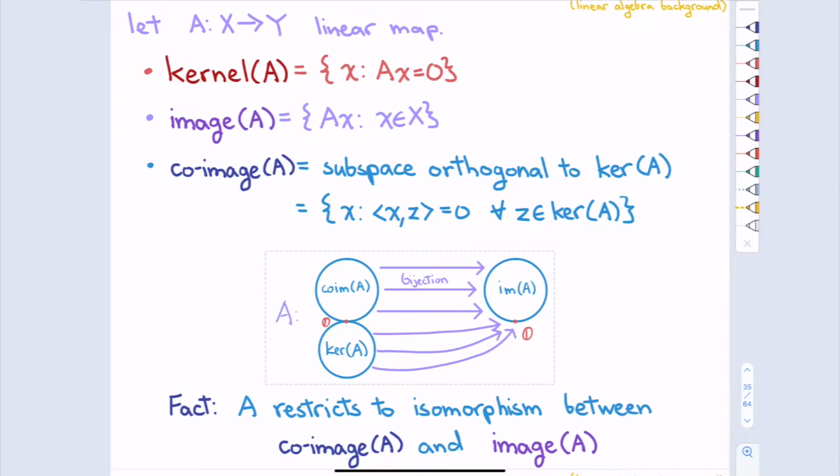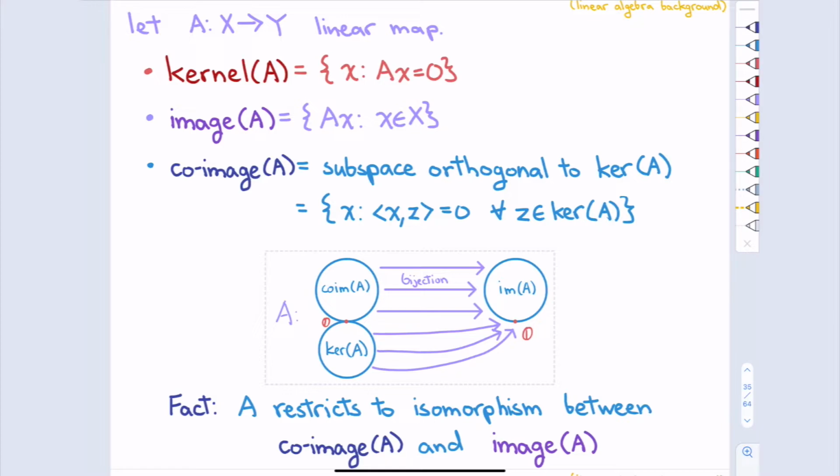Okay. The image of A, as you guys know, is just all the things that can be output. The co-image is maybe less common, but it's going to be the subspace orthogonal to the kernel. Okay, so this is the vector that's of x's, where for anything z where Az is equal to 0, x dot product z is 0. Okay, so there's some space that's all getting sent to 0, and then there's this other space that roughly never gets sent to 0, and they're orthogonal to each other.